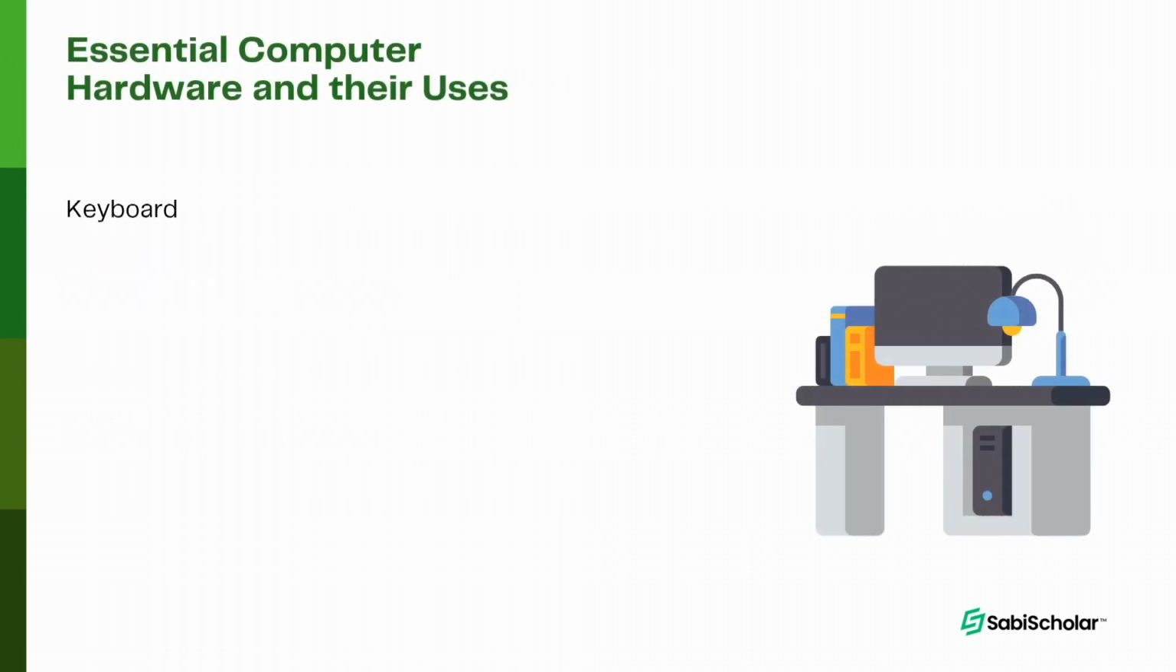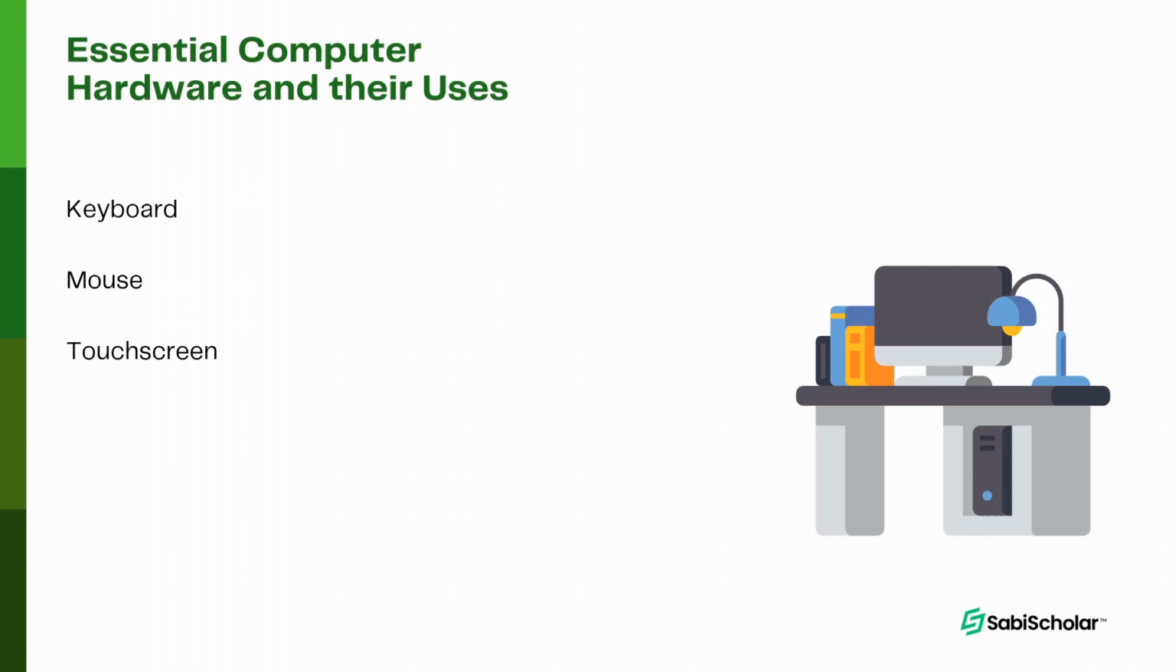So essential computer hardware and their uses, that's the keyboard. The keyboard is used for inputting data. When you want to, let's say, input numerical, alphabetical, even mathematical functions into the computer, you need the keyboard. The mouse is used for clicking and scrolling. We have the touch screen, depending on the device you're using.